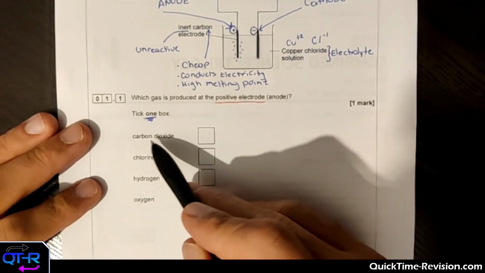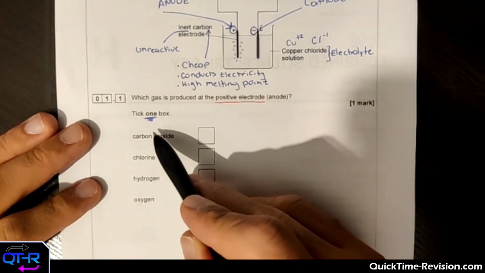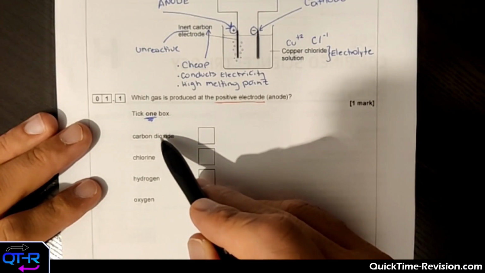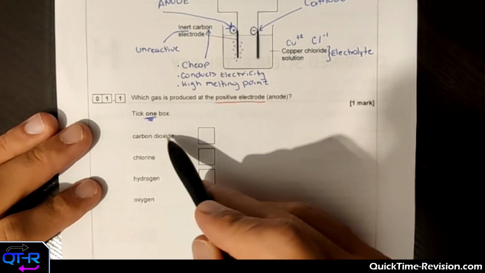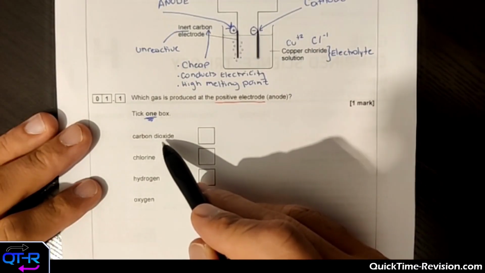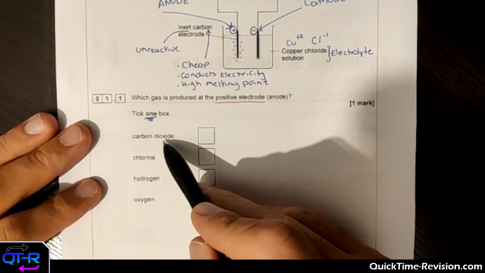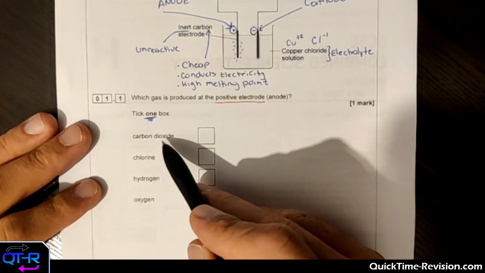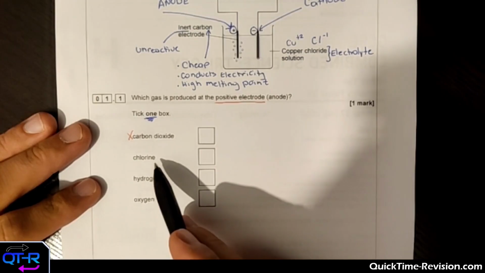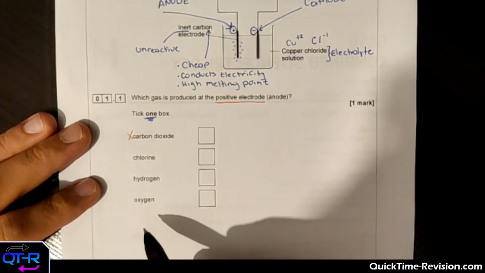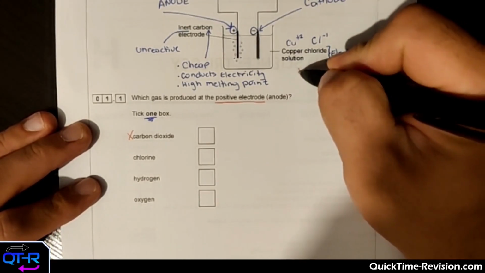Chlorine is a non-metal, hydrogen is a non-metal, oxygen is a non-metal. Carbon dioxide, although it's made with two non-metals, is a compound, and a compound is never going to go to the positive electrode. Sometimes they might form a compound once the substance goes to the positive electrode, like in the case of electrolysis of aluminium, but not in this case. So, by this method of elimination, carbon dioxide is definitely not one of the answers. Now, even if we had to guess, we have a 33.33% chance of getting that right.